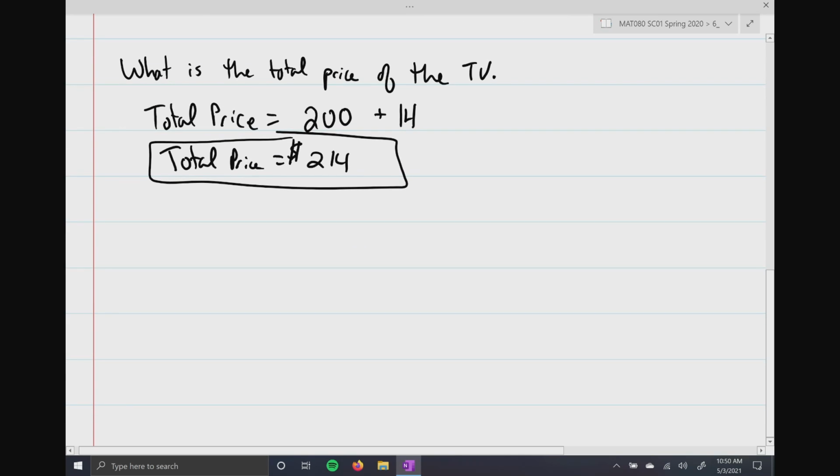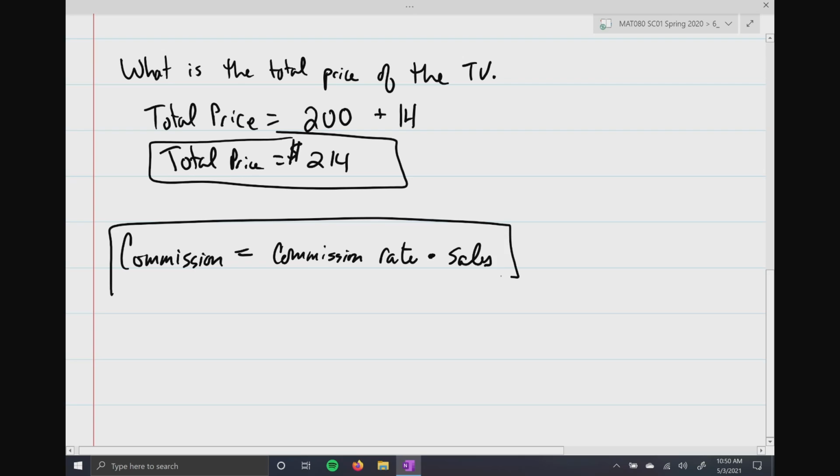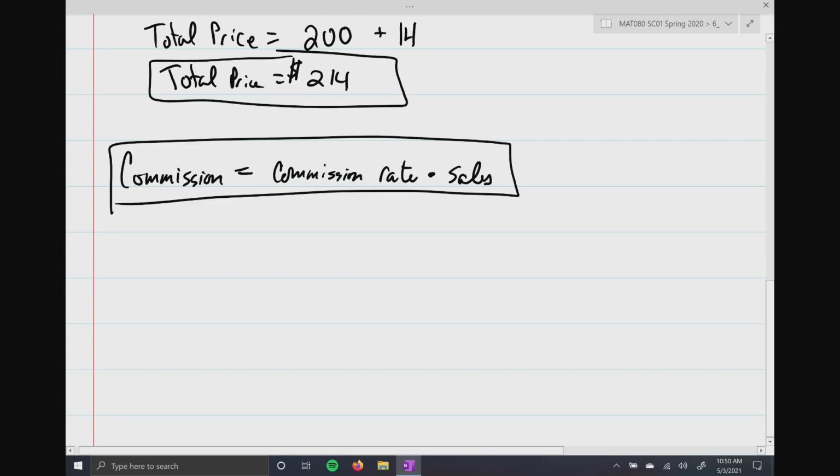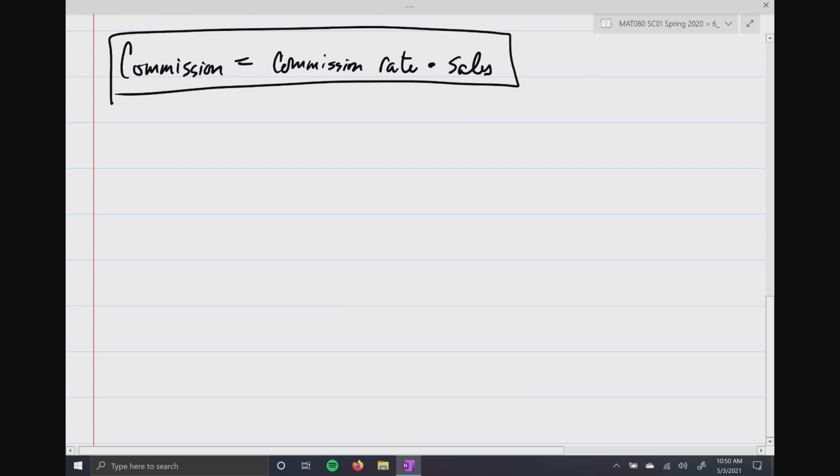The next thing is commission. Now, commission equals commission rate times sales. So that's your next formula. So far, we have 3 formulas: commission, total price, and sales tax. Now, commission is basically a paid percentage of someone's total sales. Okay? That's what commission is.